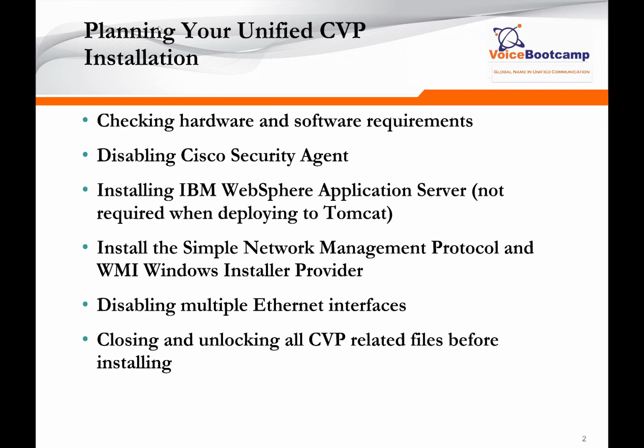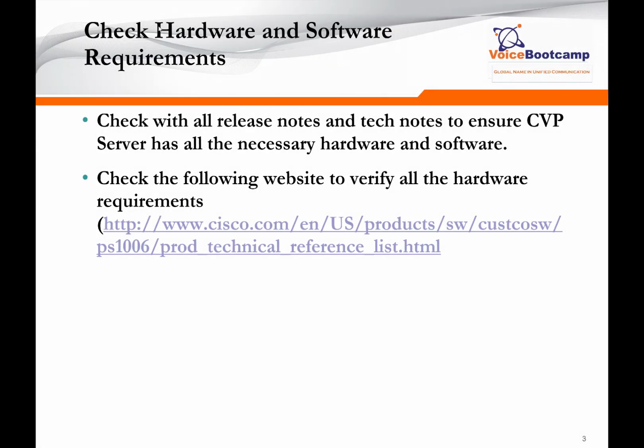Now, SNMP or Simple Network Management Protocol must be configured, and WMI Windows Installer should also be enabled. Now, if you do have multiple network cards on your server, it is important that you disable one or remove one, because CVP does not work very well with multiple network interface cards active. Now, unlock any CVP related files before doing the installation. You can always take a look at Cisco's release notes to ensure that you have the most up-to-date information that you need in order to match the software and hardware compatibility.